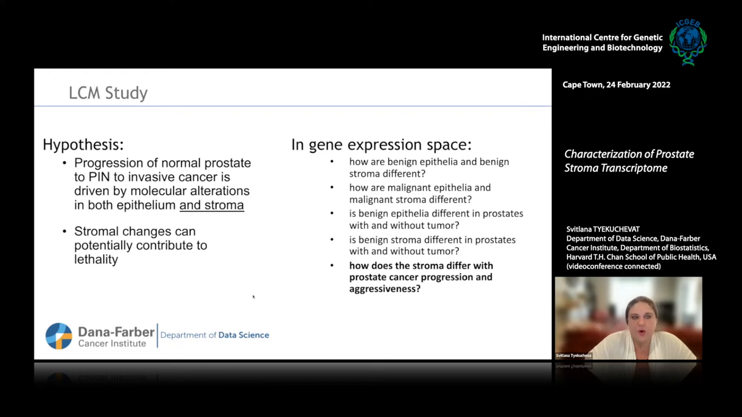So with those questions in mind, we designed a laser capture microdissection study. The hypothesis was that the progression of normal prostate to prostate intraepithelial neoplasia to invasive cancer is driven by molecular alterations in both epithelium and stroma.